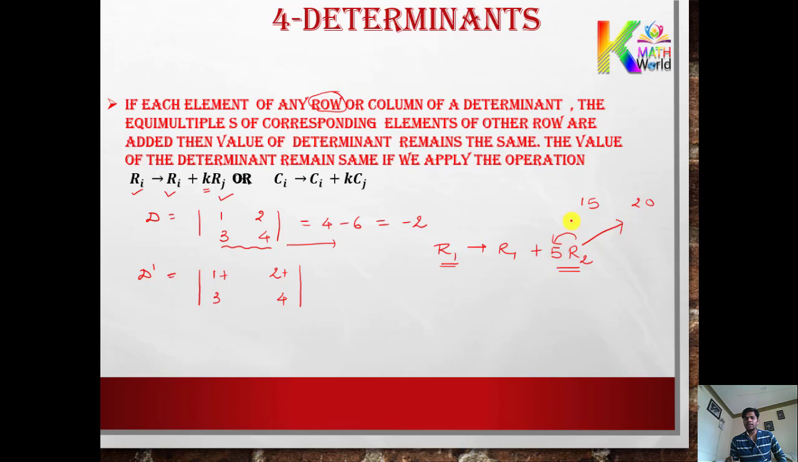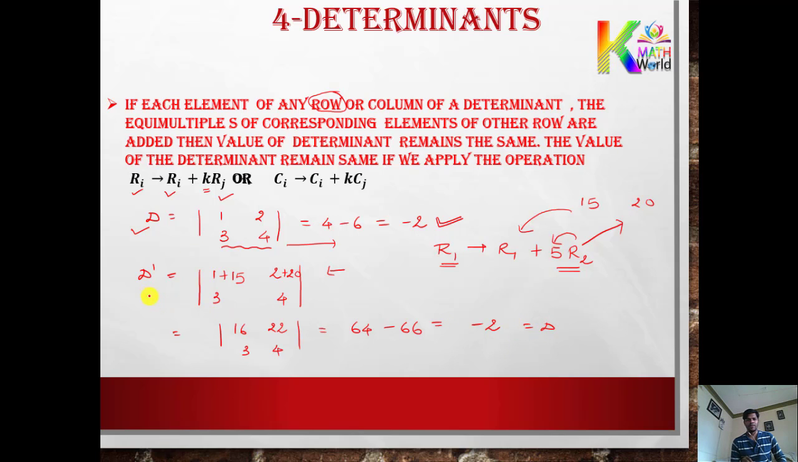Whatever elements we got, 15 and 20, got added to which row? R1. So 15 got added to the first element and 20 got added to the second element. So we get 15 plus 1, that is 16, and 20 plus 2, that will be 22. Then 3, 4. So 16 4s are 64 minus 22 3s are 66. So 64 minus 66, what is the answer? You got minus 2. This is the answer of D only.